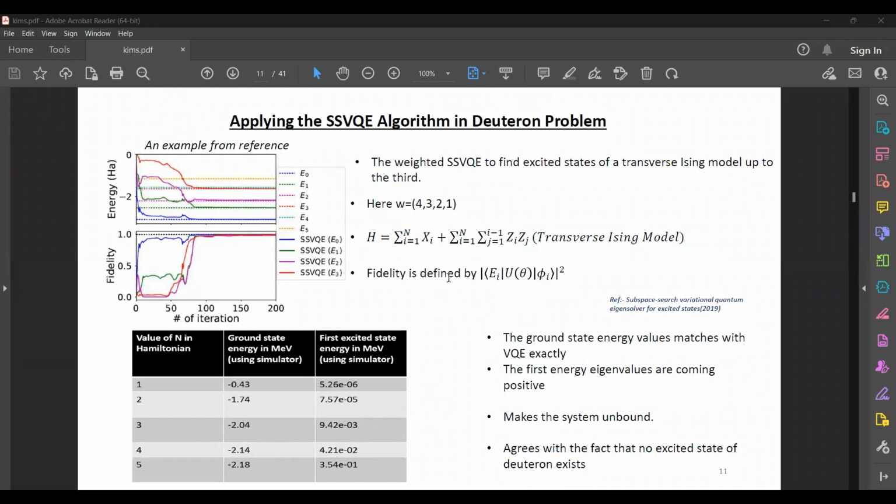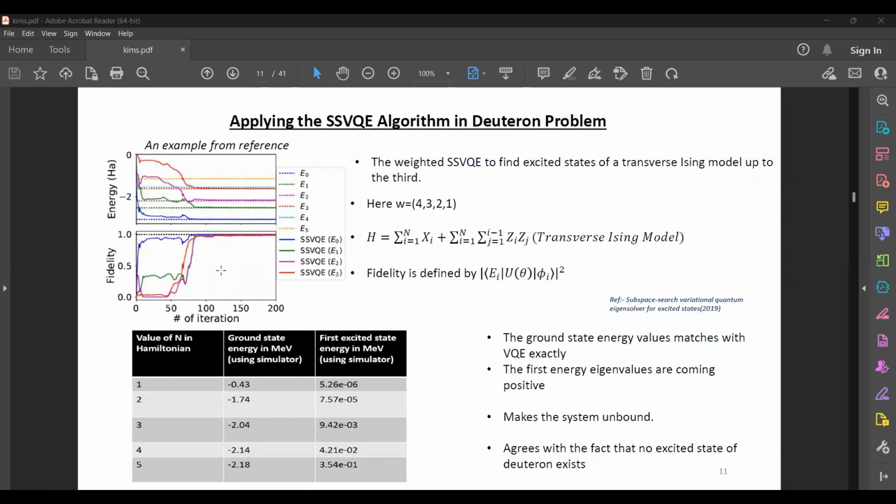If you see, fidelity is defined as bra of E_i, then U(theta), then ket of phi_i, and then we take the modulus square. That is, in the output we want this E_i, so it is kept in the bra, bra E_i, and in the ket we have phi of E_i. So this is our input state, and if fidelity is equal to 1, that means our input state is mapping to our expected output state.